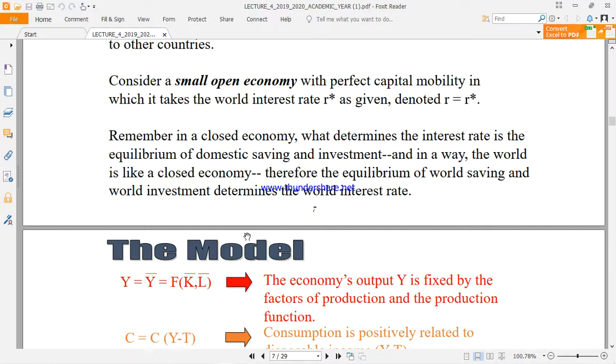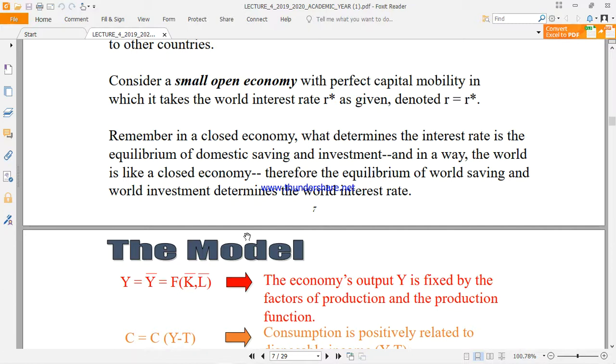Now, we can just duplicate this same analysis to the open economy, where the world savings and the world investment determine the world rate of interest. Meaning that the total amount of world savings and the total amount of global investment is going to determine this global rate of interest, just like the case when we're talking about the closed economy.